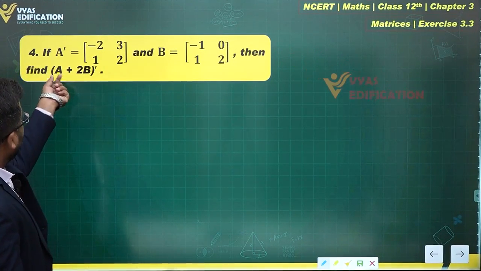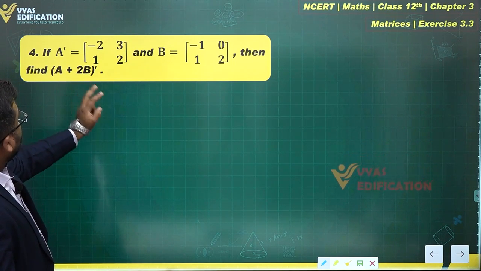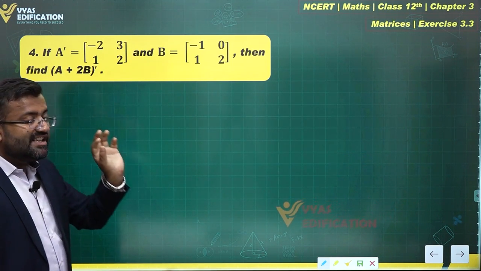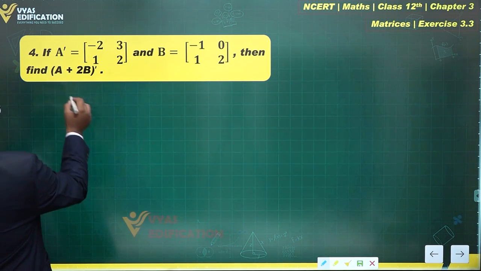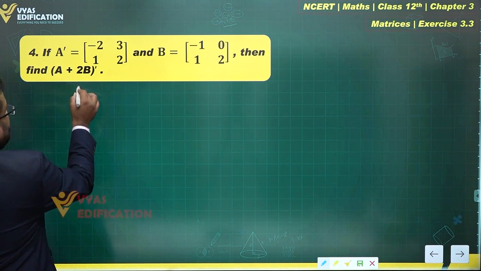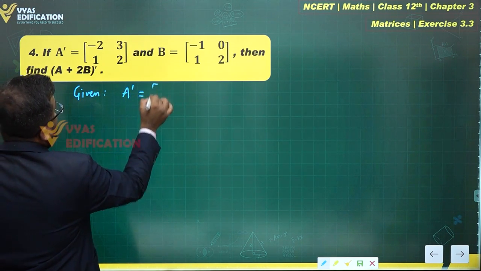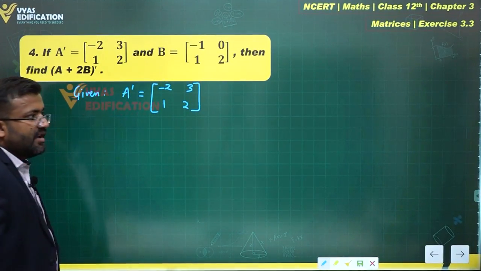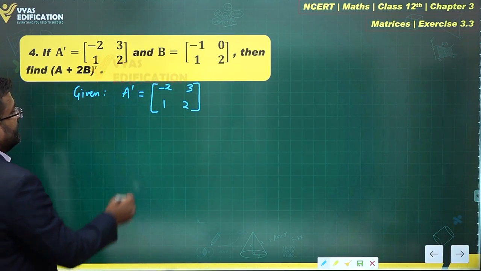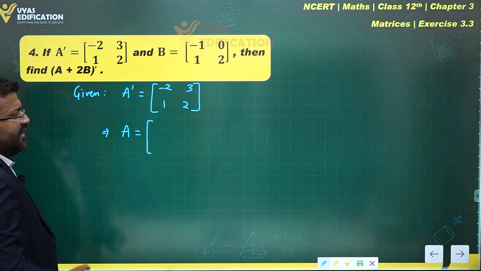For finding this, we need A first. We already have B, we need 2B first. Okay, and then we'll have to add these matrices and then take the transpose. So given, solution says given A transpose is equal to minus 2, 3, 1, 2. Can we find matrix A very easily? Yes, matrix A is the transpose of this matrix, right?